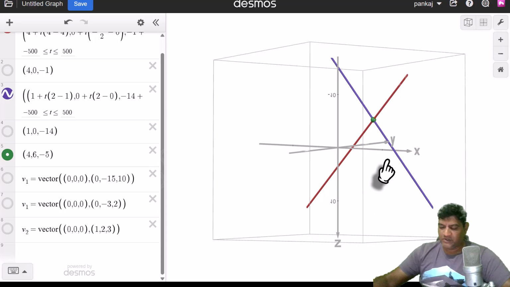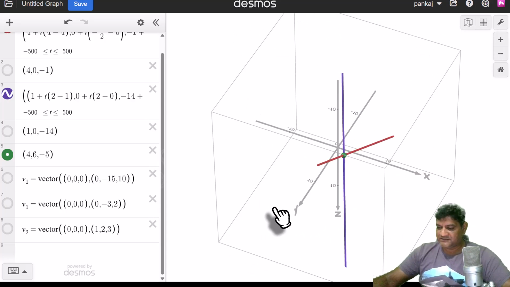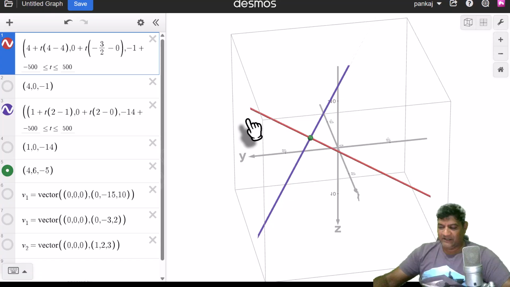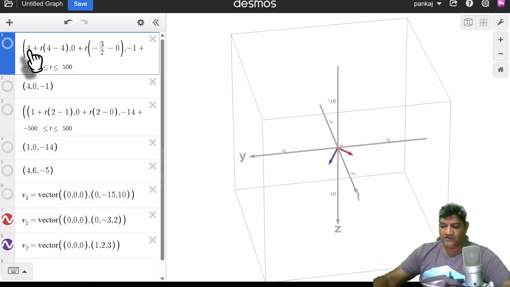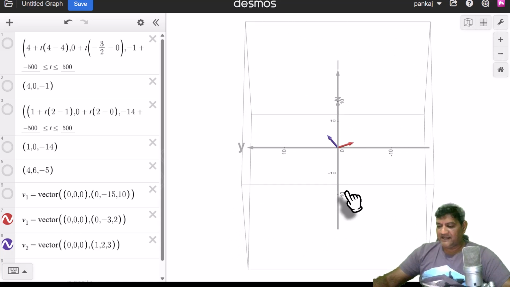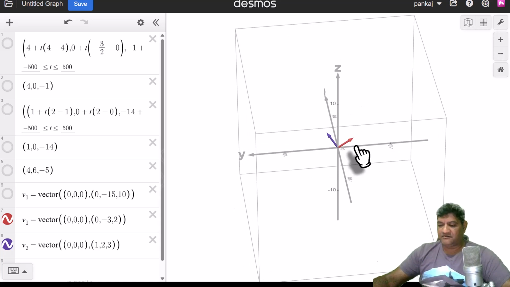What I also know is that the two lines are perpendicular to each other. I hope you can make that out. If the lines are perpendicular to each other, it simply means that the direction vectors, which are this and this, are perpendicular to each other too. That would simply mean that I can take the dot product between the two vectors, equate that to 0, and we can also find the point of intersection.